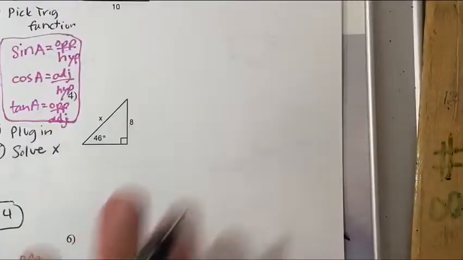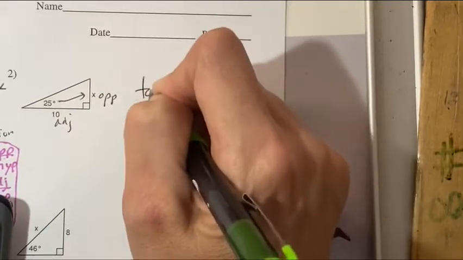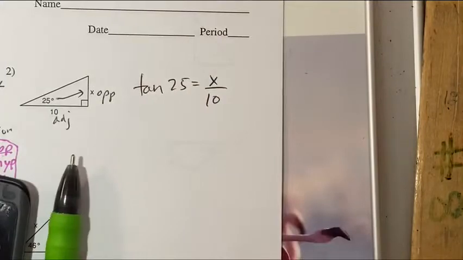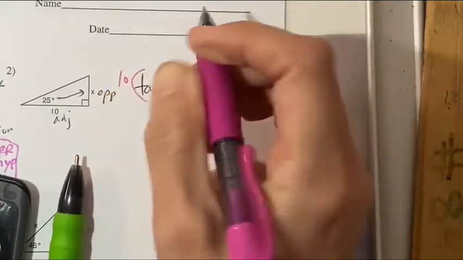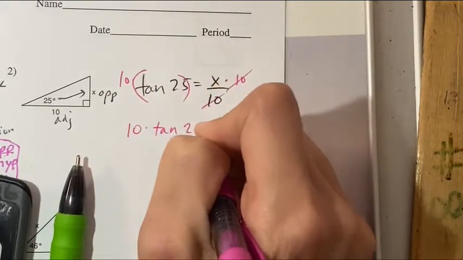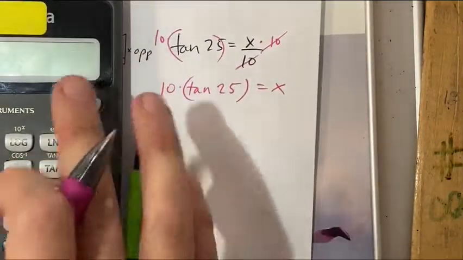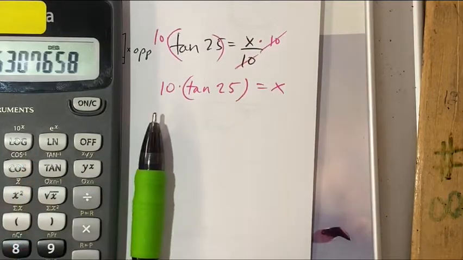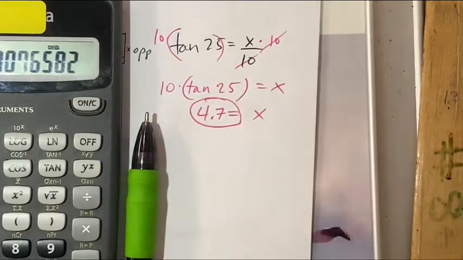Well, this is both of the legs again, not the hypotenuse. This is going to be our tangent. So let's type this in. 10 times 25 tangent, enter, 4.7.